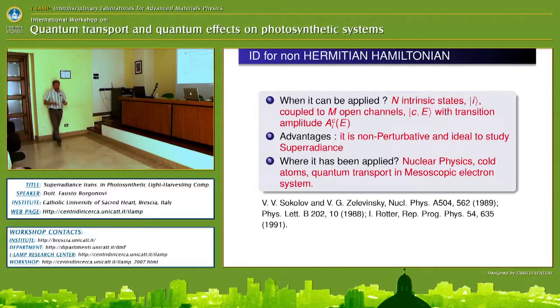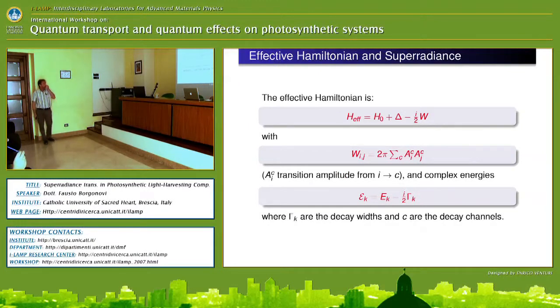This approach is not perturbative, and it has been applied in many different situations: quantum transport, mesoscopic electron systems, nuclear physics, and so on. This is just to give you some idea. And the model that you have to consider is just to take into account an effective Hamiltonian. An effective Hamiltonian means that you have the Hamiltonian of the closed system, and then your W, which is a non-Hermitian Hamiltonian, so this is not a unitary evolution. And this has a well-defined form, which is given by this transition amplitude.